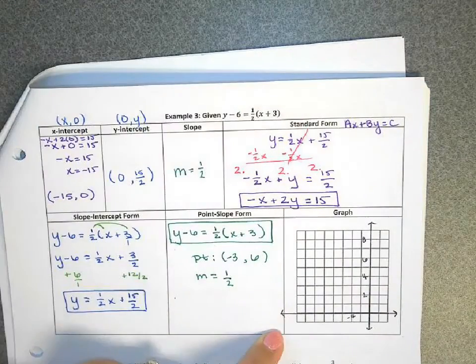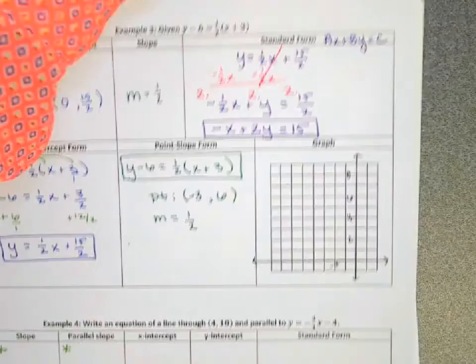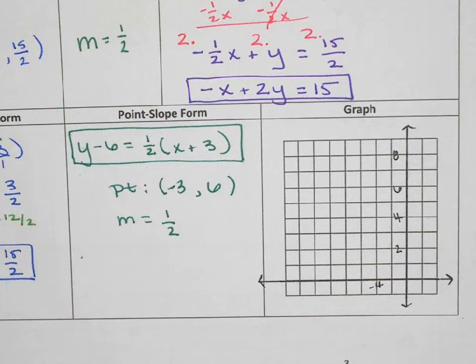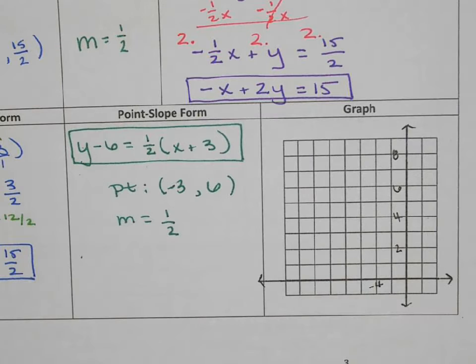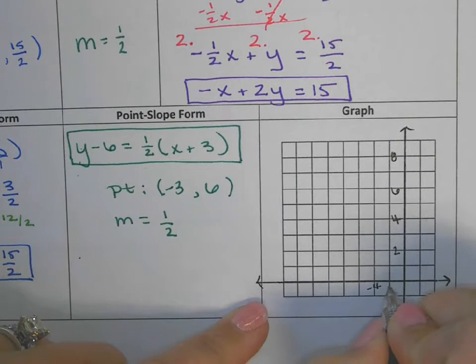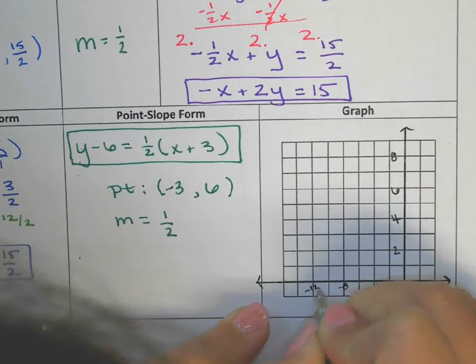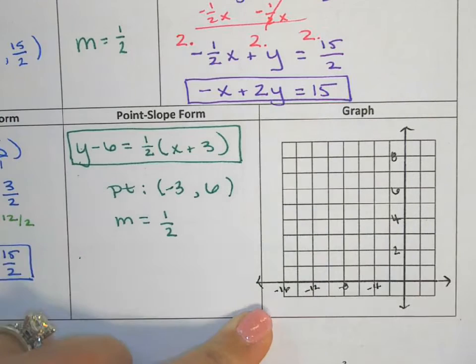Okay, I'm going to go up by 1s on my y, but I'm going to go up by 2s on my x scale because I want to get over to negative 15, 0 so I can graph my x-intercept here. So negative 2, negative 4, negative 6, negative 8, negative 10, negative 12, negative 14, negative 16.